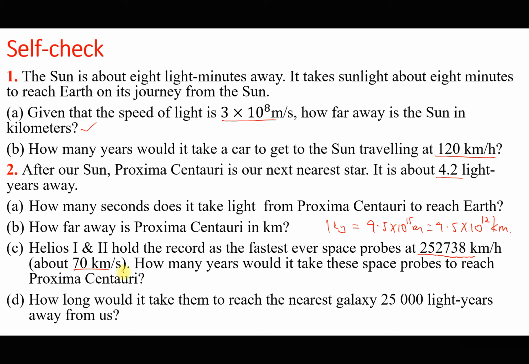Now we know these probes are going to be leaving the Earth, and we know their speed is 70 kilometers per second. The distance they are going to travel is 4.2 light years. So how many years are they going to take? You know the speed, and you have already got the distance in kilometers in part B. You have the speed in kilometers per second. So you have to use time is equal to distance divided by speed.